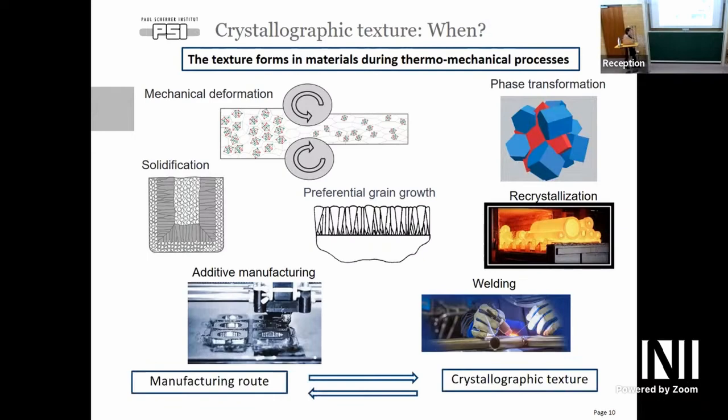And if we know the manufacturing route, we can assume a particular texture. And the other way around, if you measure a crystallographic texture, probably I can know how the sample was manufactured.